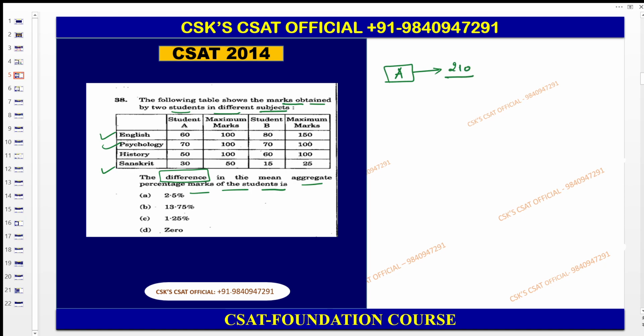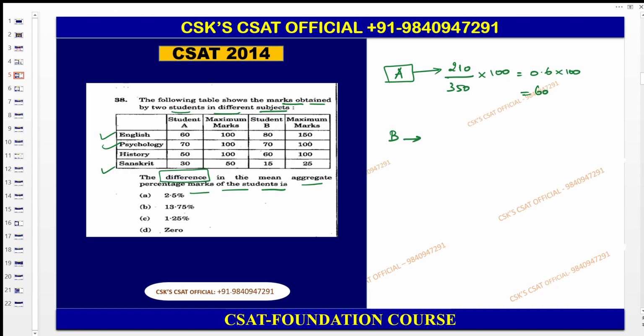So divide by the maximum marks. The maximum marks here is 350, into 100, right? So 210 by 350 becomes 0.6. So into 100, which is equal to 60.